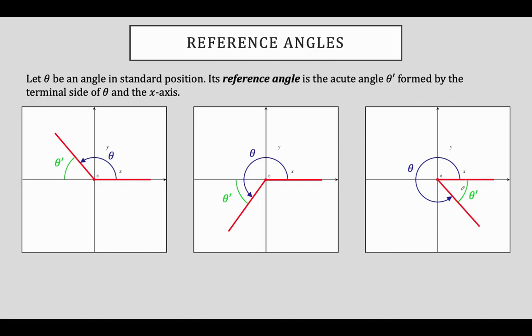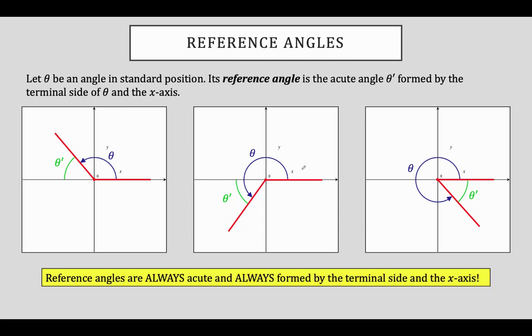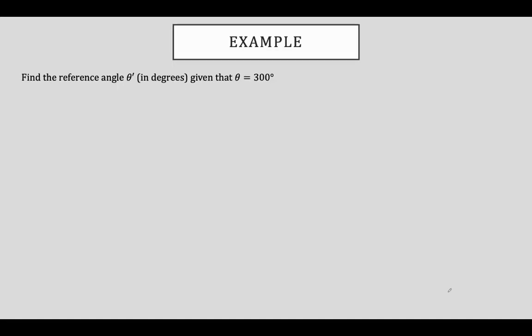One thing to make note of, however, is that reference angles are always acute and always formed by the terminal side and the x-axis. So no matter where you are, always measure your reference angle to the nearest x-axis. Let's see if we can't find some reference angles.